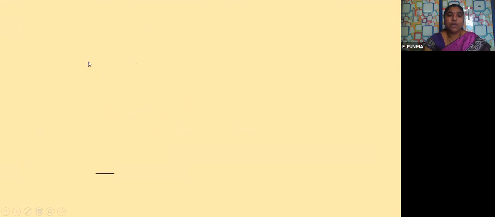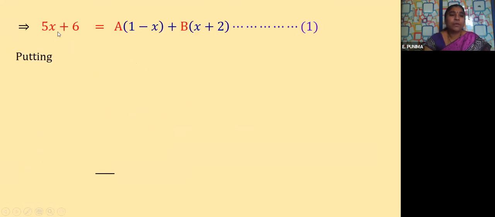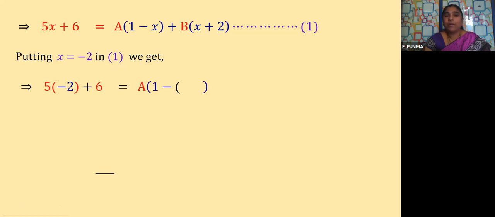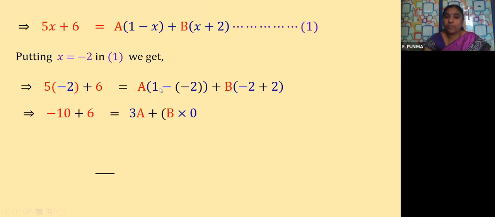Okay. Now next one you have to find out. What is the next value we can give here? Putting x is equal to minus 2 here, because here we have x plus 2. By giving x is equal to minus 2, it will be cancelled, eliminated. So putting x is equal to minus 2 in 1, we get 5 into minus 2 plus 6 is equal to a into 1 minus of minus 2 plus b into minus 2 plus 2. So what is that? Minus 10 plus 6 is equal to 1 minus of minus is plus 1 plus 2 is 3.